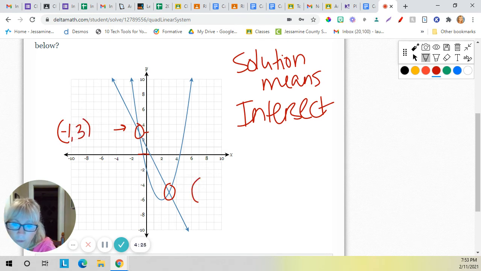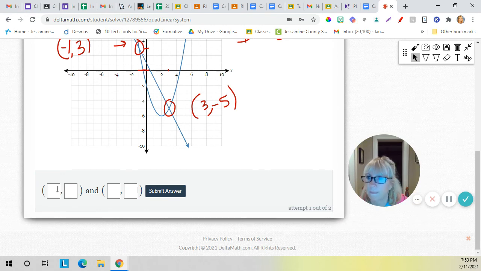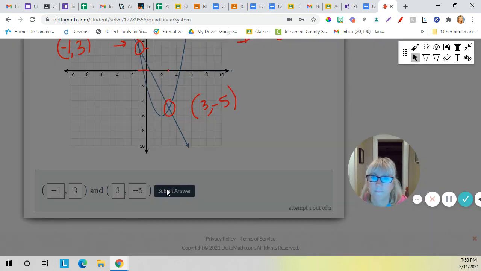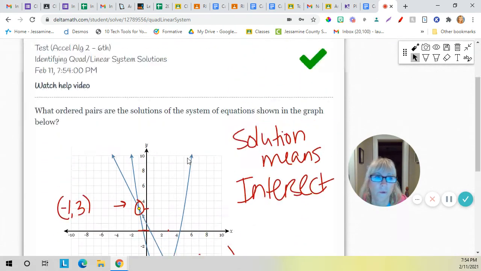For this one, we went to the 3 and we went down to -5. So this intersects twice. So I'm going to put those 2 points here, -1 and 3, and 3 and -5. All right, and it's as simple as that. All right, so you're just looking for the points of intersection.